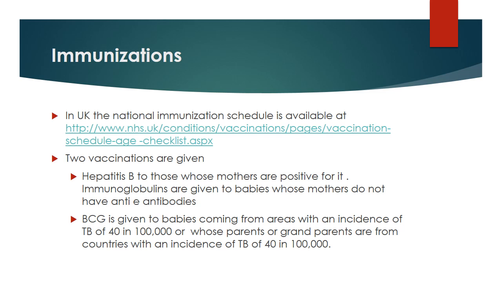Two vaccinations are given: hepatitis B to babies whose mothers are positive for it, and immunoglobulins to babies whose mothers do not have anti-E antibodies. BCG is given to babies coming from areas with an incidence of TB of 40 in 100,000, or whose parents or grandparents are from countries with an incidence of TB of 40 in 100,000.